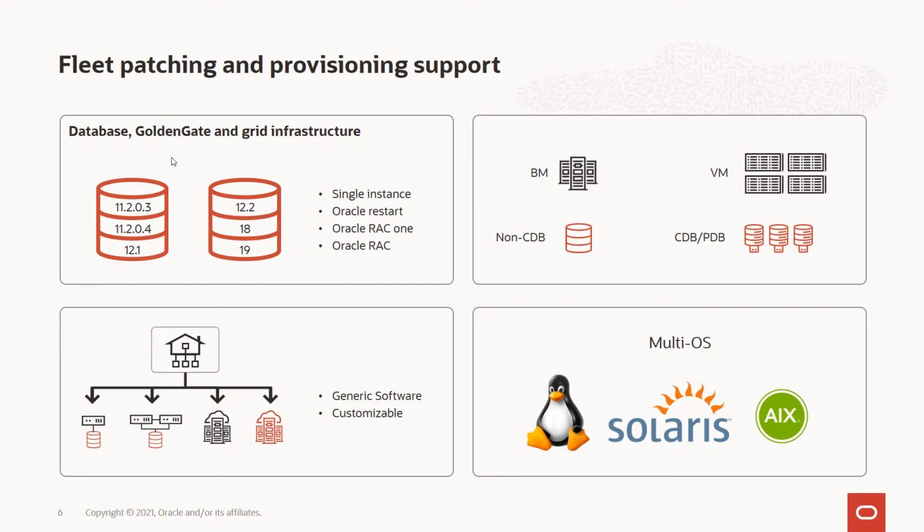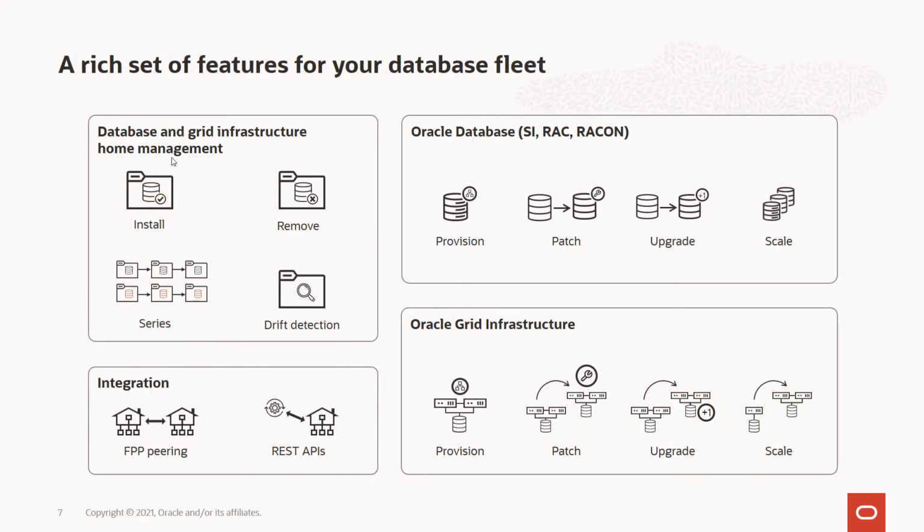There are different features. I would say the main one is to install and remove Oracle homes, and check if there is any drift in the configuration of the Oracle homes among the different servers. But then also features for the database: FPP can provision, patch, upgrade, or scale databases. We will see it in the next slides. There are operations for grid infrastructure. You can provision a cluster, patch a cluster, upgrade the grid infrastructure version, and also scale a cluster by adding new nodes.